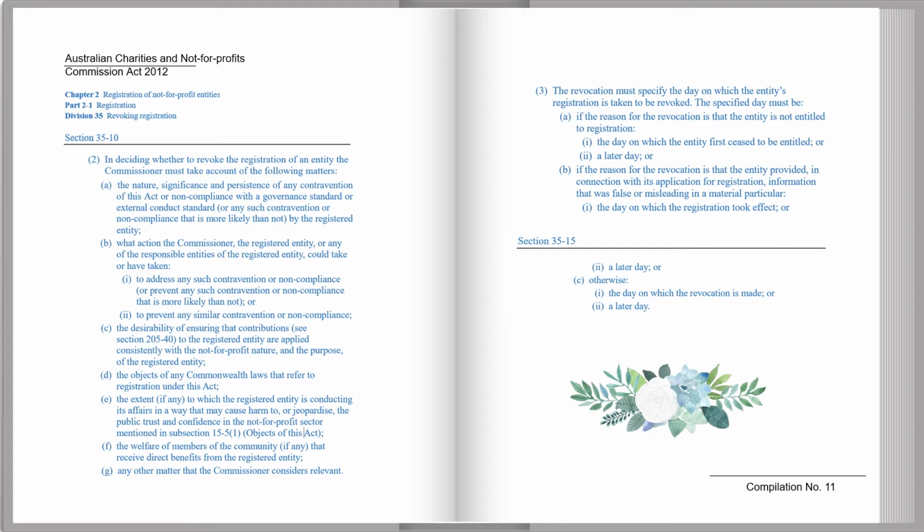35.5. Application of this division to various kinds of registration. 1. This division applies separately in relation to each of the following kinds of registration. A. Registration as a type of entity. B. Registration as a subtype of entity.